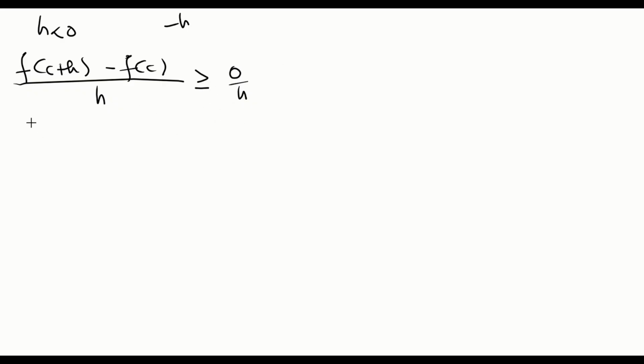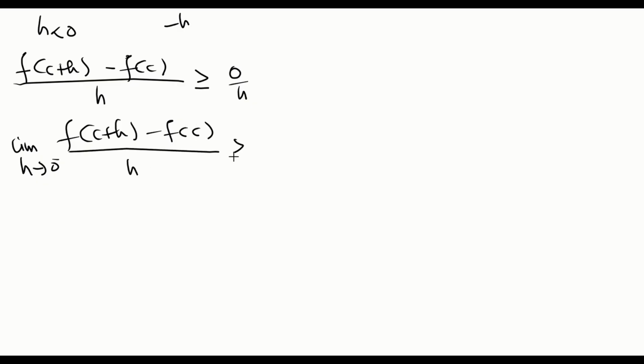This is telling me that I'm finally going to take the left hand limit of this. Taking the left hand limit, this is going to be the limit as my h approaching 0 from the left hand side of the function at c plus h minus the function at c all over my h should be greater than or equal to 0. What does this mean? So let's divide this first.